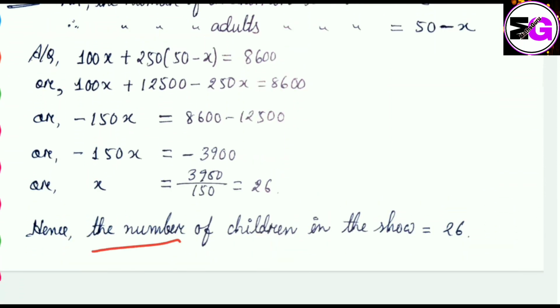So the number of children in the show is 26, which is our required solution.